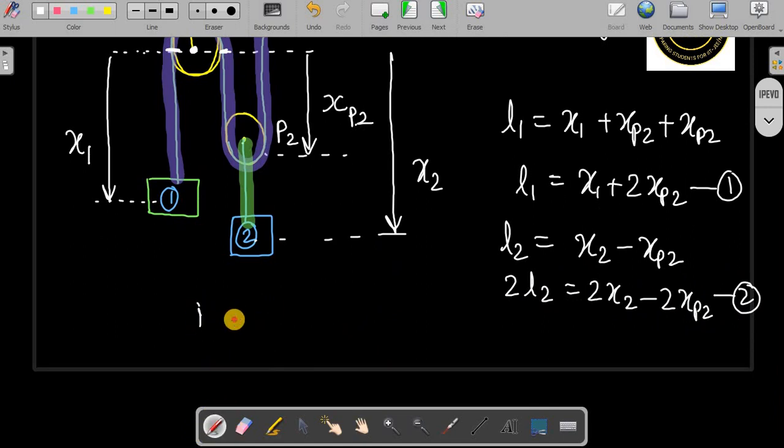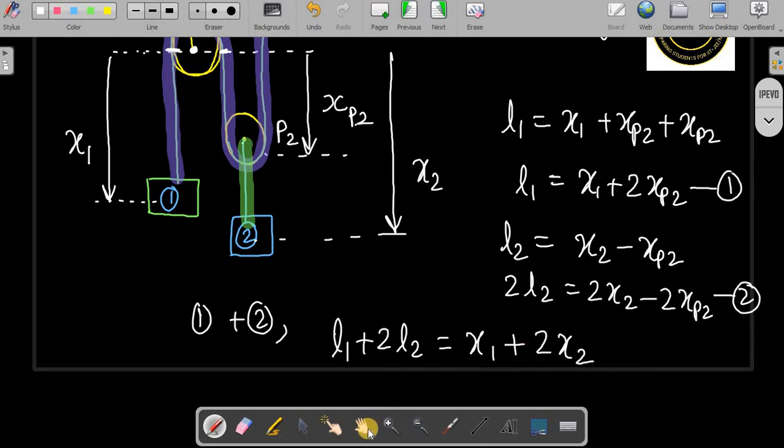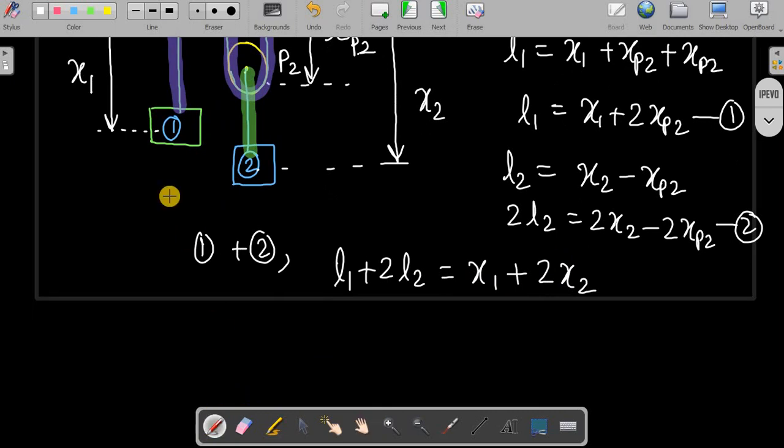Add first plus second. When you do, you will get L1 plus 2L2. The xp2 terms will get cancelled. That's what we want. We don't want to study it fully. Remove that, so you get a relationship between them. Now when you differentiate this, these lengths of the string are all constant, right? So the differentiation on the left side will become 0.